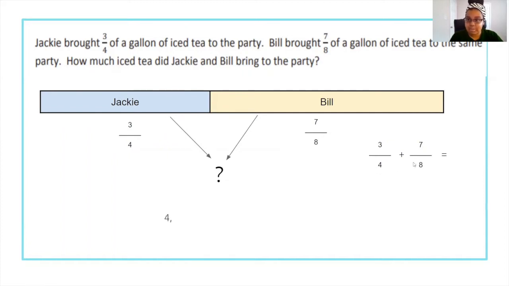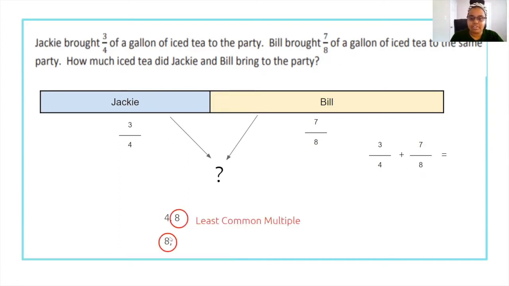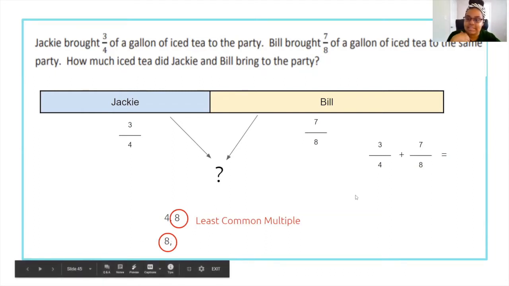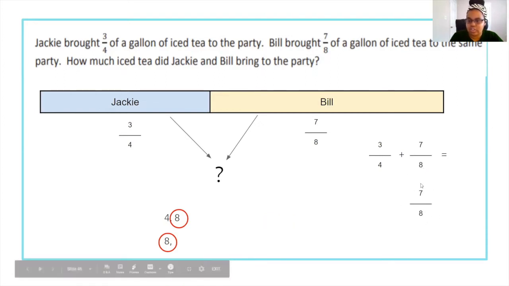So I'm going to start listing my multiples for 4. I have 4, and then next is 8. Now, I'm going to automatically stop right there because I've already found a match. I have 4 and 8, and my other number is 8. So I've already found that my least common multiple is 4. I'm sorry, 8. So that means that I need to make sure that both of these fractions have a denominator of 8. 7/8 already has a denominator of 8. So there's nothing that I need to do to change that fraction.